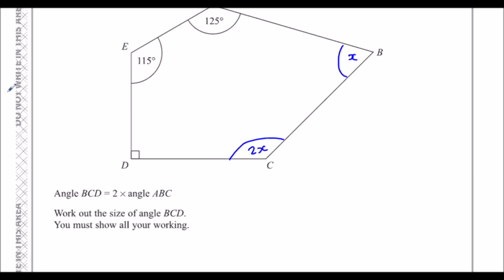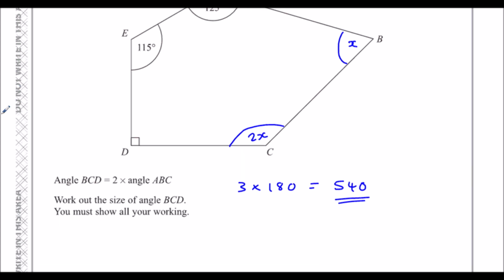Okay, so what do angles in a pentagon add up to? So it's a 5-sided shape. Angles in a 5-sided shape. So what you can do is you can say it makes 3 triangles. So it's 180 times 3. 3 times 180 is 540. So the angles in a pentagon add up to 540. So all of these angles equal 540.